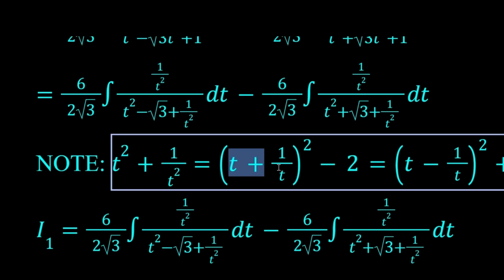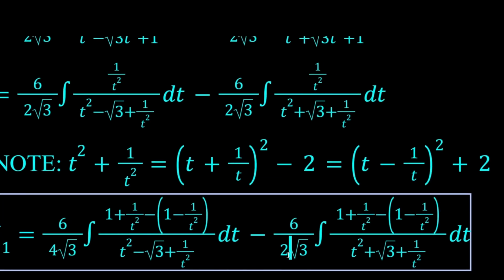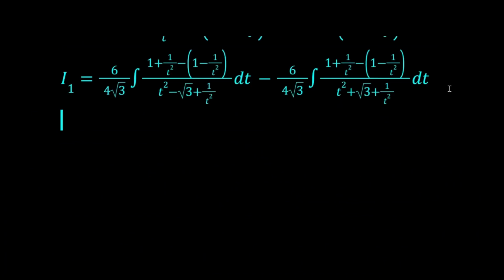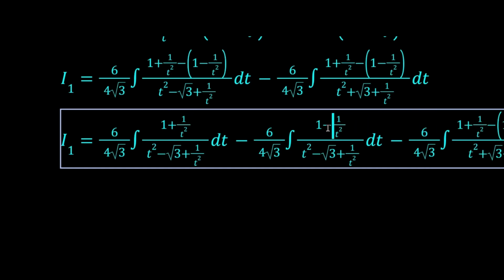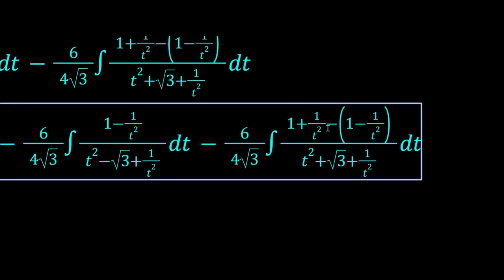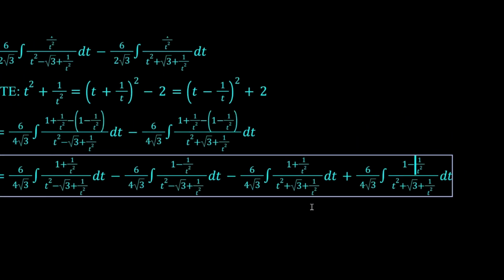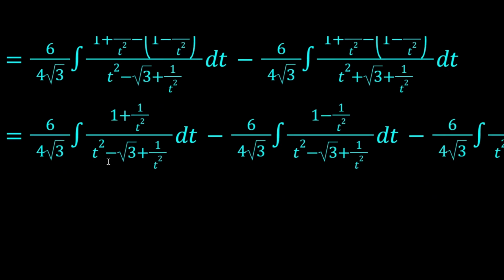So t squared plus 1 on t squared. Well, we need to introduce the derivatives of those. So basically you do something like this. I won't go through all the details. But now we can split this up into 4 integrals. So if you split the first one up, you get that integral minus that integral. If you split the second one up, you get this minus that. Okay, should be fine. Now we just have to deal with this.